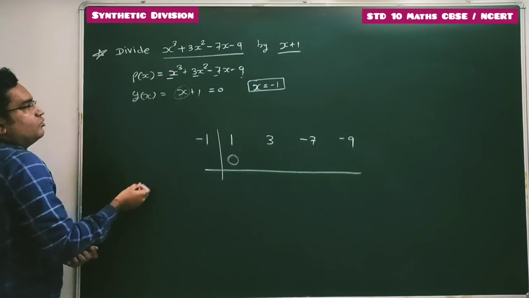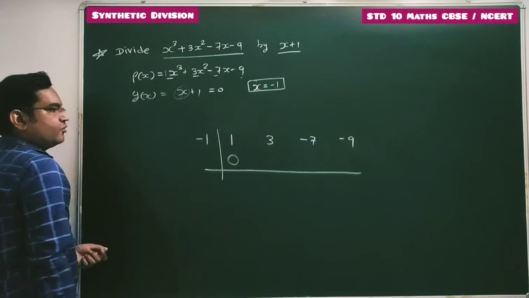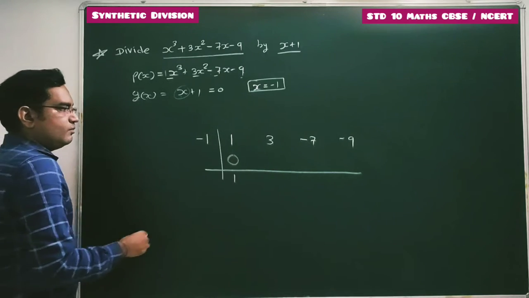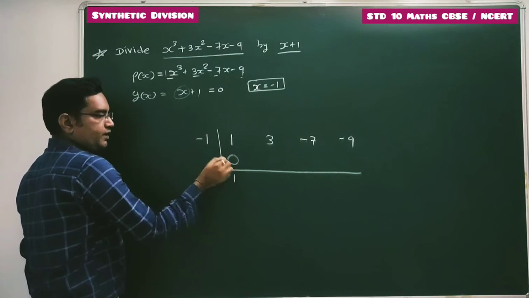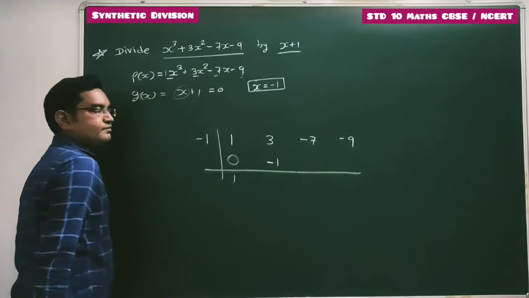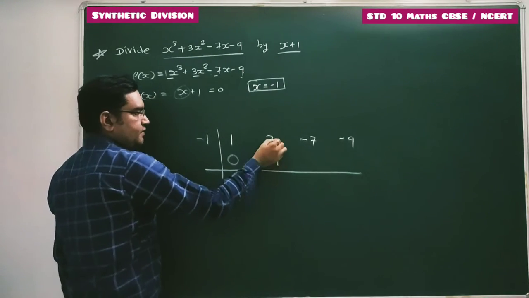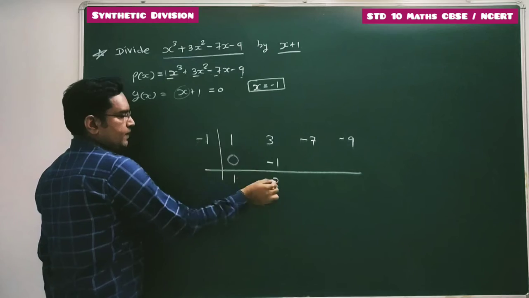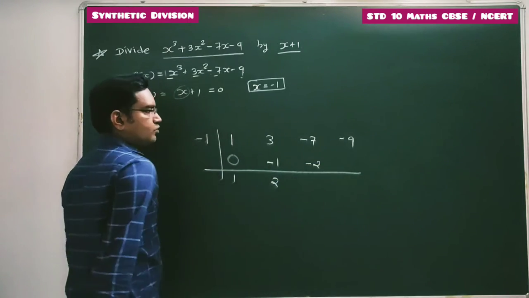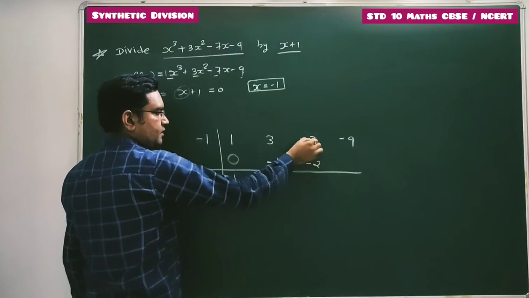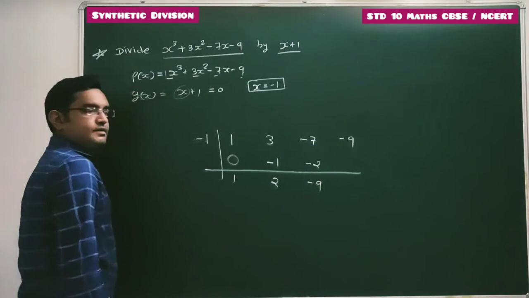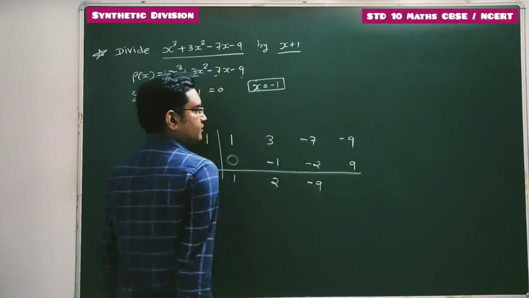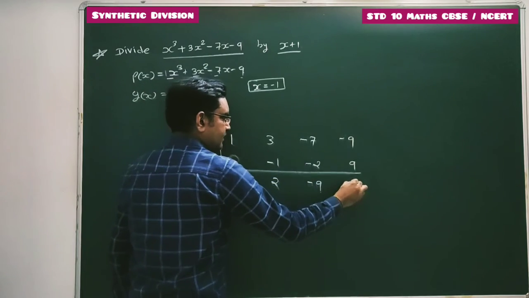The leading term is x cube, whose coefficient is 1. So we add 0 to 1: 0 plus 1 is 1. Now multiply this minus 1 with this 1: 1 into minus 1 is minus 1. Then take the addition, 3 minus 1 is 2. Perform multiplication, minus 1 into 2 is minus 2. Perform addition, minus 7 minus 2 is minus 9. Perform multiplication, minus 1 into minus 9 is plus 9. Perform addition, 9 minus 9 is 0.